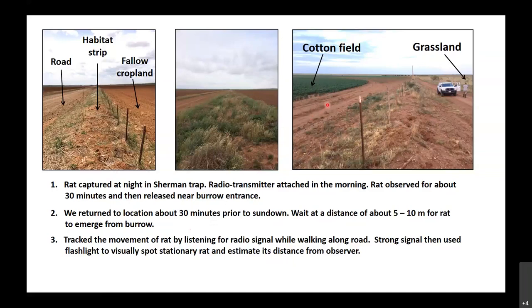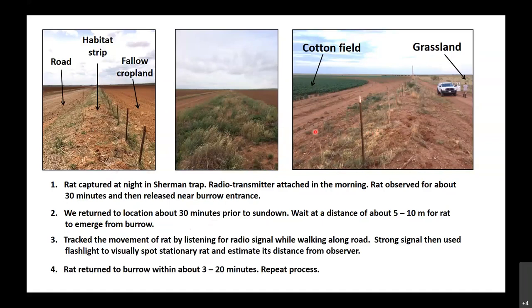But again, without putting the beam of the light on the rat, we did not want to disrupt their normal behavior. And also the tracking by walking along the road to try to pick up their signal was done in a way to avoid pushing the animal. So, in using radio telemetry in this way, there's always the danger that the person observing doing the tracking is sort of pushing the animal away from where it might otherwise be wanting to move. And of course, you don't want that to happen. So we were careful to make sure that would not happen.